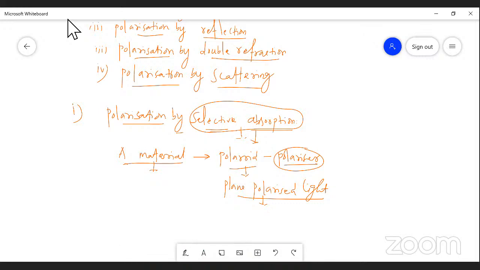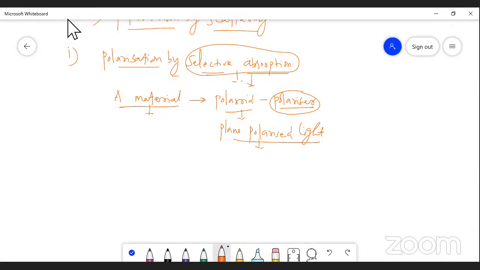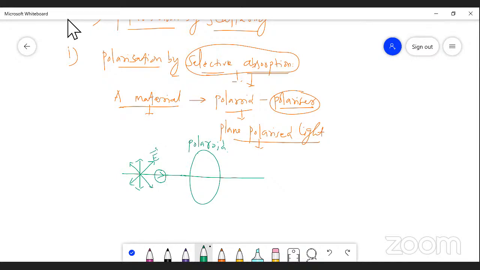For example, it is a Polaroid. See, an ordinary source of light is unpolarized light. It contains light vibrations, electric field vibrations, in all possible directions, perpendicular to the direction of propagation of the wave. The arrow gives the direction of propagation. This is called unpolarized light. Any ordinary source emits this kind of unpolarized light, which is allowed to pass through the Polaroid.